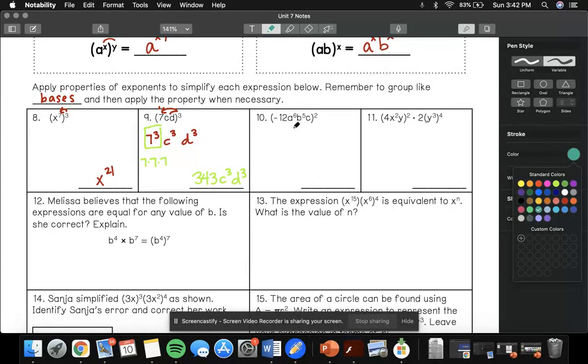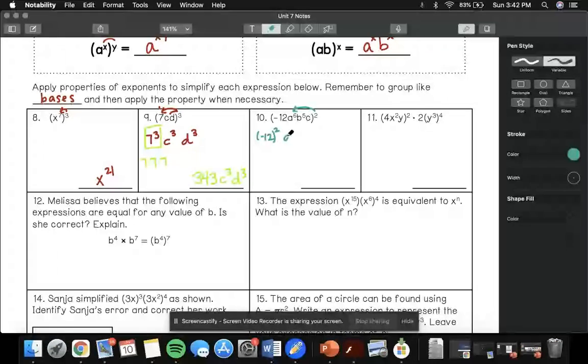Okay. Now this problem, we have a big expression in the parentheses, and it's all being squared. So it's being multiplied by itself twice. So I'm going to do negative 12, and I'm going to square that. Okay. Then I have a to the 6th, and that's being squared, so that would be a to the 12th. I would have b to the 5th squared. I would have that twice for a total of b to the 10th. And then I have c, and if we square that, that would just be c squared.